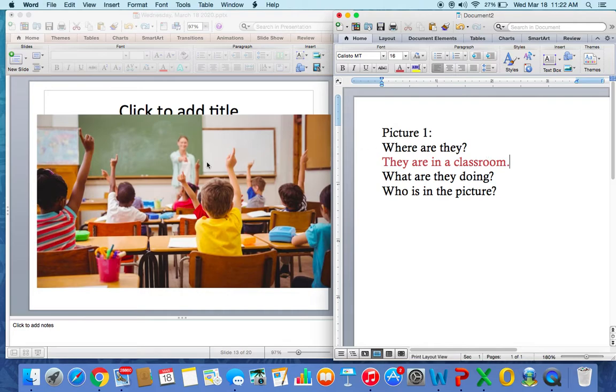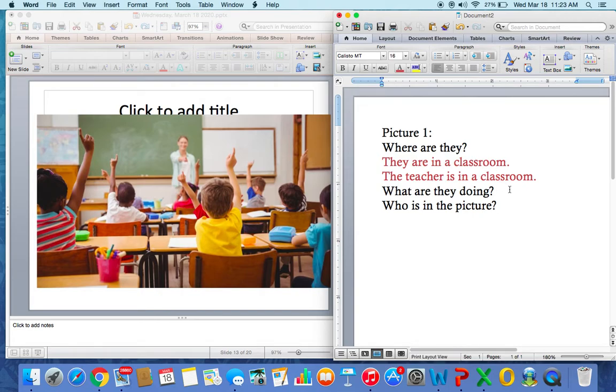If it was the question about the teacher, that would be a different word. If I said, where is the teacher? The answer would be, the teacher is in a classroom. It changes from are to is because this is singular. There's only one teacher. The teacher is in a classroom. But if it's multiple people, plural, they are in a classroom.